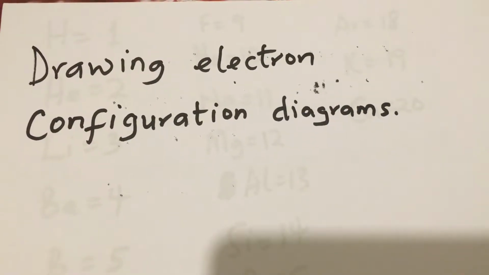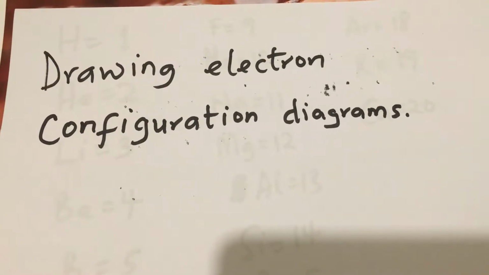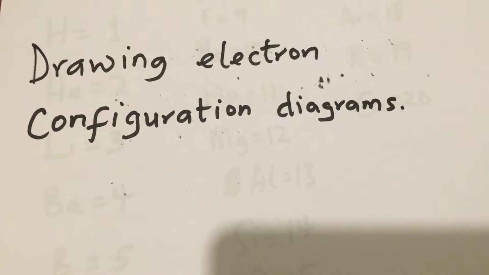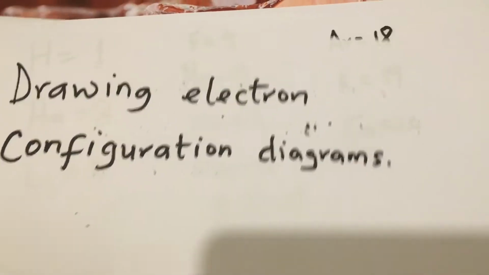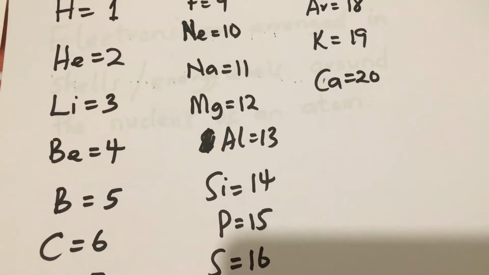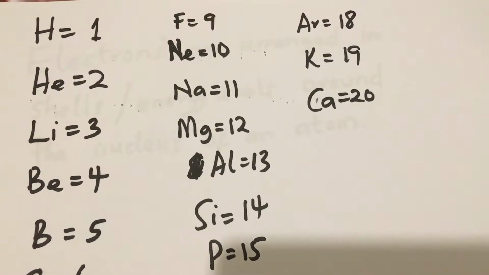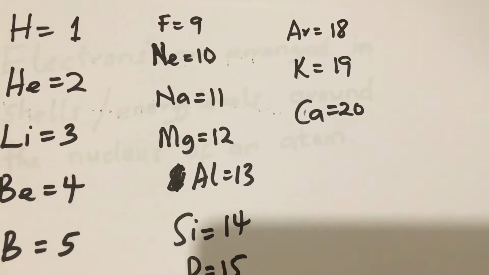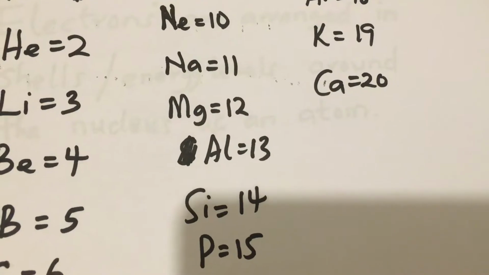Hello class, today's lesson is on drawing electron configuration diagrams, and I'll be taking you through the stages. The first stage is to recognize that each element or atom has an atomic number, and we will be considering the first 20 elements. You'll find this at the back of your planners or any periodic table or chart that you've got.